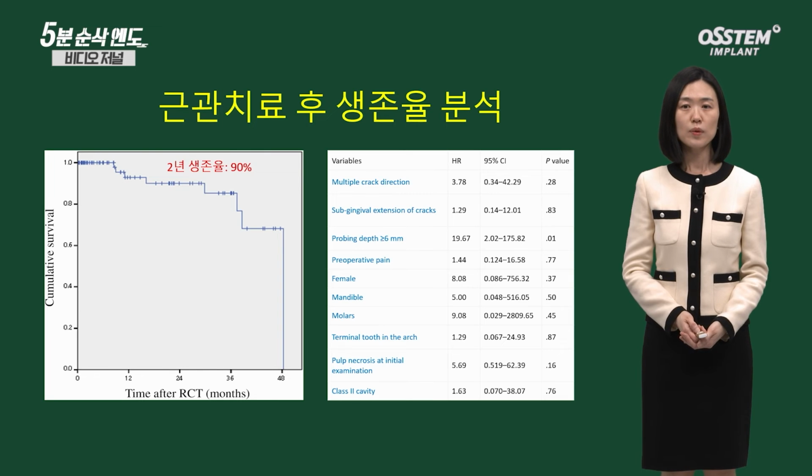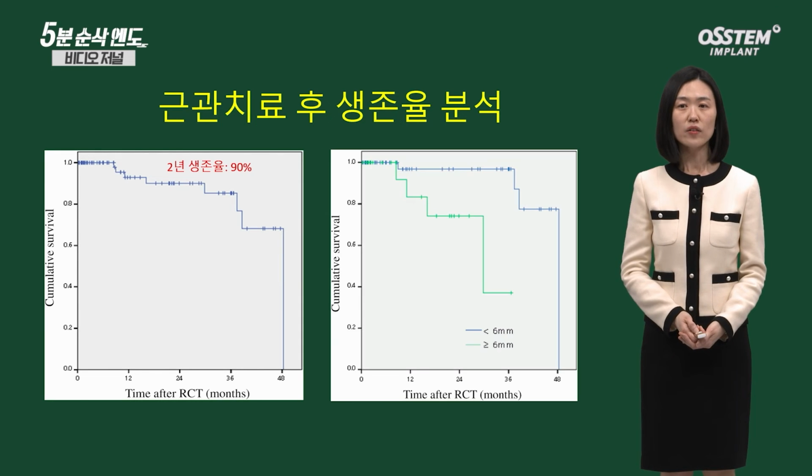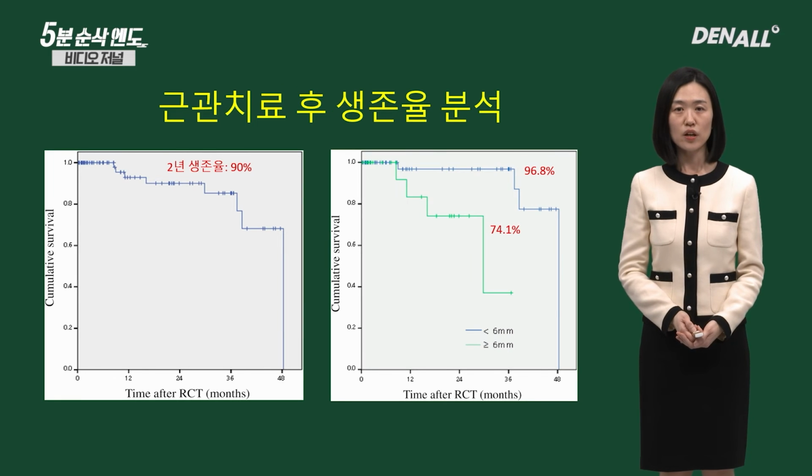I analyzed the different variables. The direction and progression of the crack, the probing depths, pain, gender, tooth position, whether it has been treated or not, and the form of the oral cavity were assumed to have influence. The results showed that if PPD was over 6 mm, the survival rate was significantly lower. When PPD was less than 6 mm, the survival rate was 96.8%, and if it was above 6 mm, it was 74.1%.